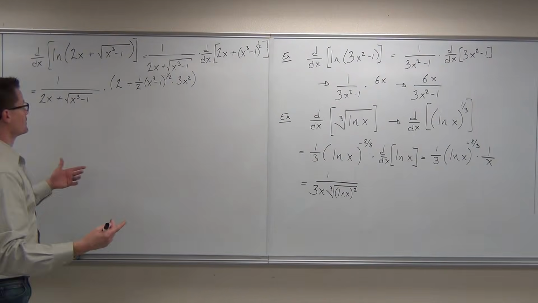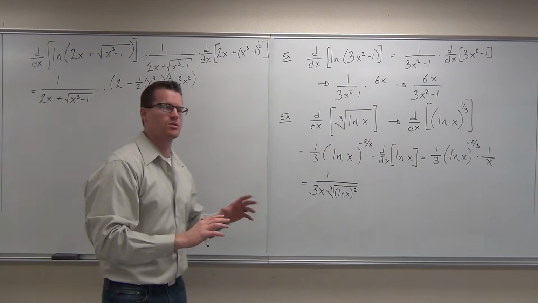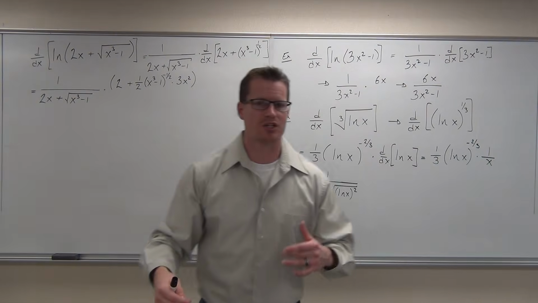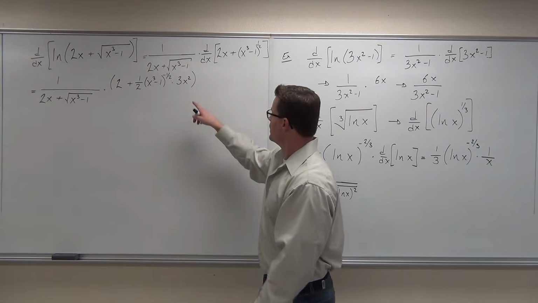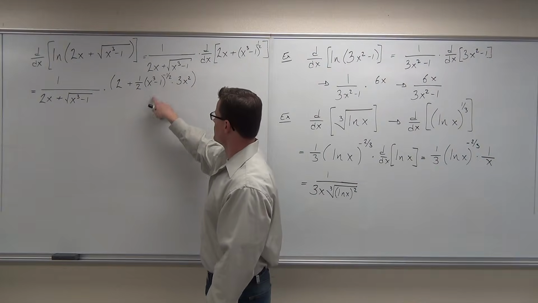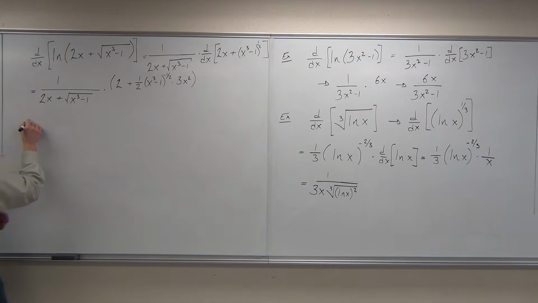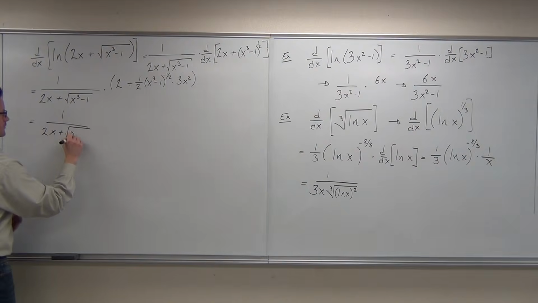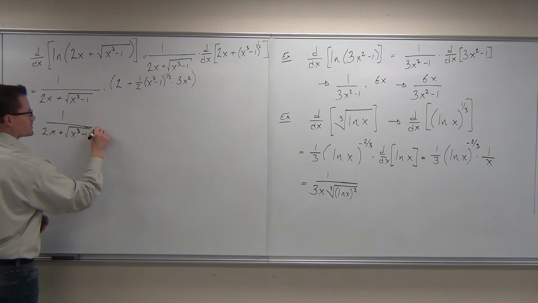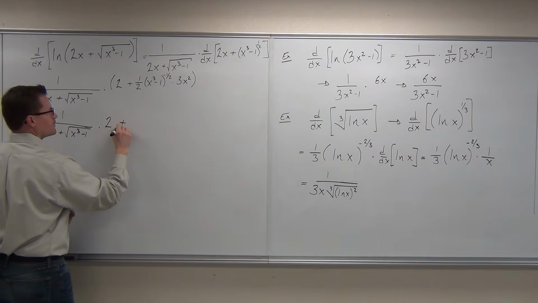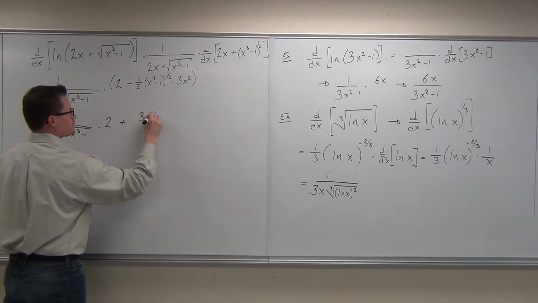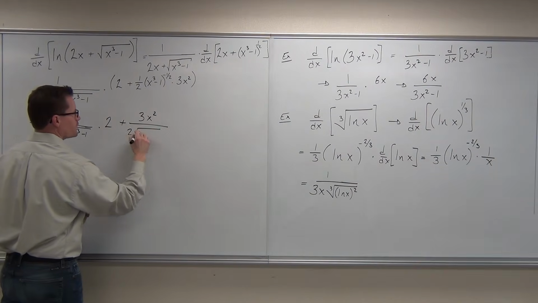What I would suggest, this gets really messy really fast when you have multiple chain rules, especially these negative exponents. This right here, of course, you can move this to the denominator. I'll show you one more step. But the rest of it, honestly, is just some algebra. You could do 3x squared over 2 square root of x cubed minus 1.